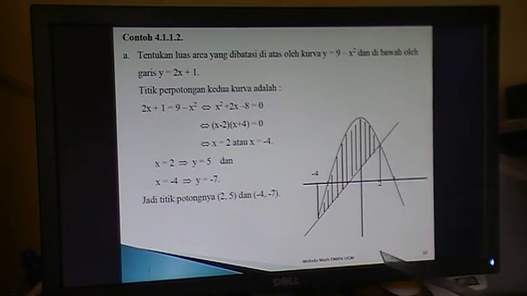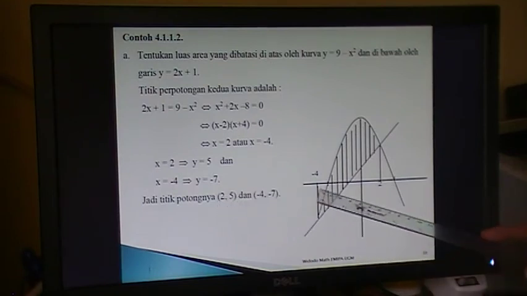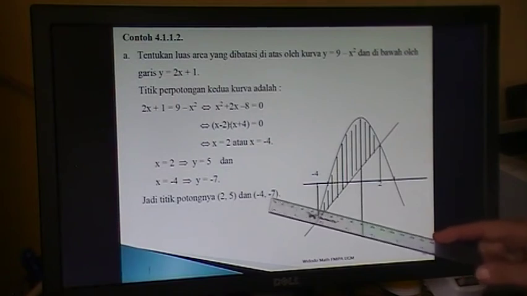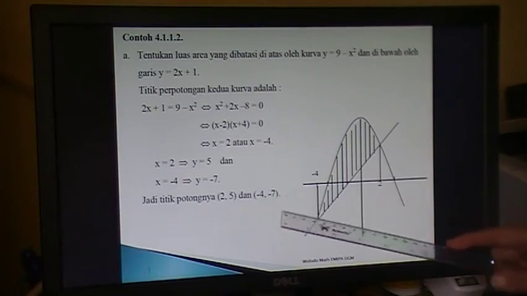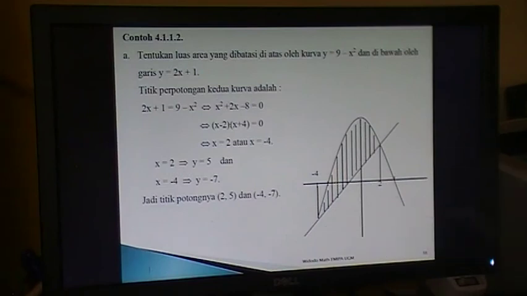So we have the intersection point 2, 5 here, and minus 4, minus 7. The point minus 4, minus 7. These are the intersection points. By using these intersection points, we can compute the area between these two curves.